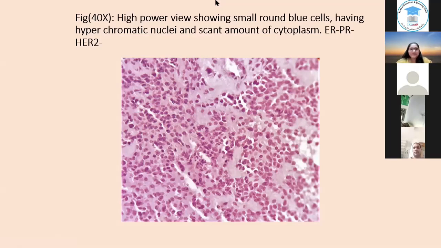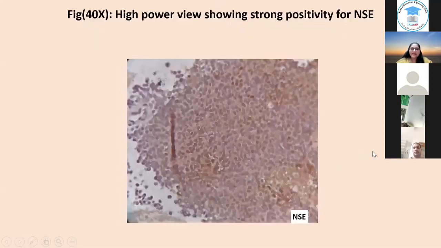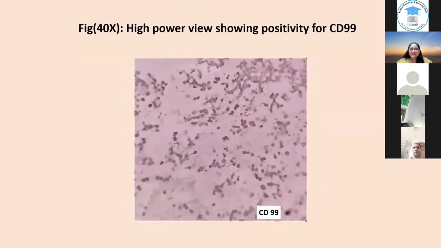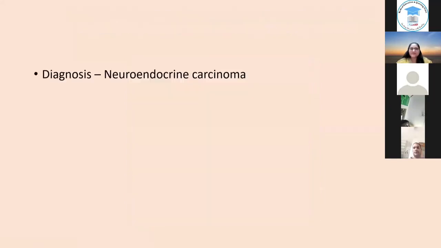Would anyone like to say what this type of morphology is? Yes, I'm getting a response. Yes, Swati, you're perfectly right. This is a neuroendocrine carcinoma, so it was signed out as a neuroendocrine carcinoma. On top of that, Varun, you're also right that these cells were NSE positive. The picture is not so good, I apologize for that. They were CD99 positive, and I could not show the picture for synaptophysin and chromogranin, CD56. It was positive for those too. So it was a diagnosis of neuroendocrine carcinoma, which was triple negative.